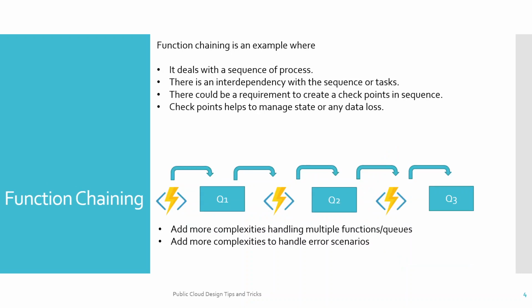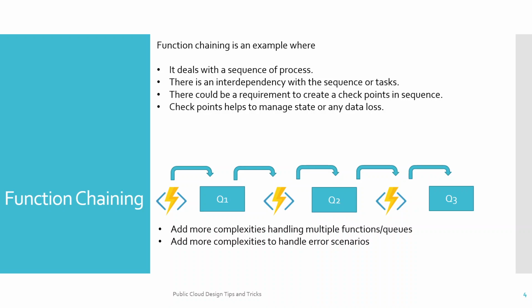Now there are different types of orchestrator design pattern, and let's start with function chaining. We'll slowly discuss what issues you face when you start developing these types and how to deal with them. So what is function chaining? Function chaining deals with a sequence of processes or a sequence of operations. So there is an interdependency within the sequence of tasks.